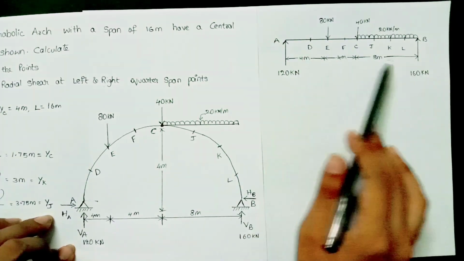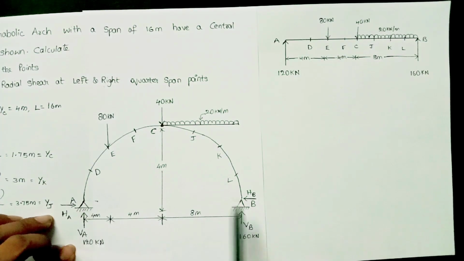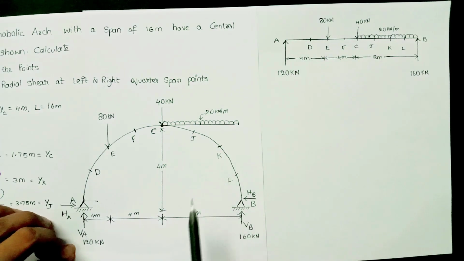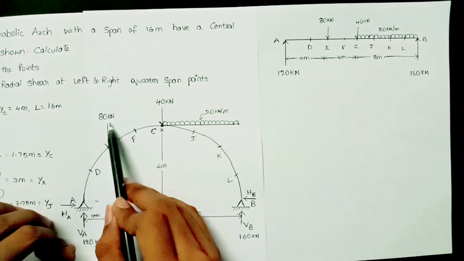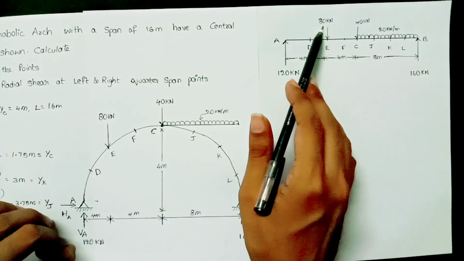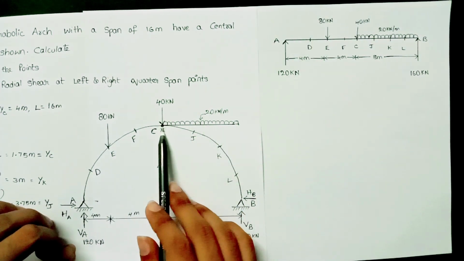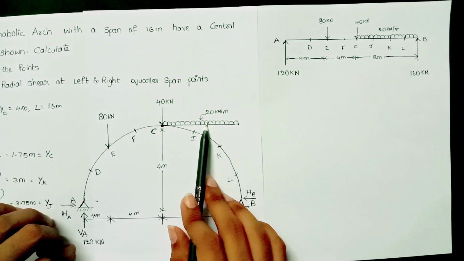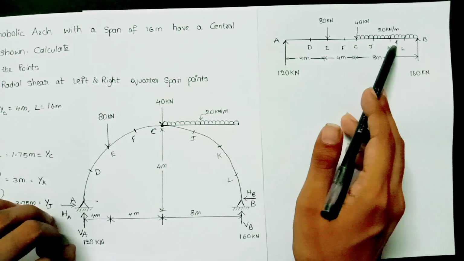In a simply supported beam there won't be any horizontal reaction, so I haven't included a horizontal reaction in this beam. At point E we have an 80 kilonewton load, and similarly at point C we have a 40 kilonewton load and a 20 kilonewton per meter UDL. So I have indicated that.